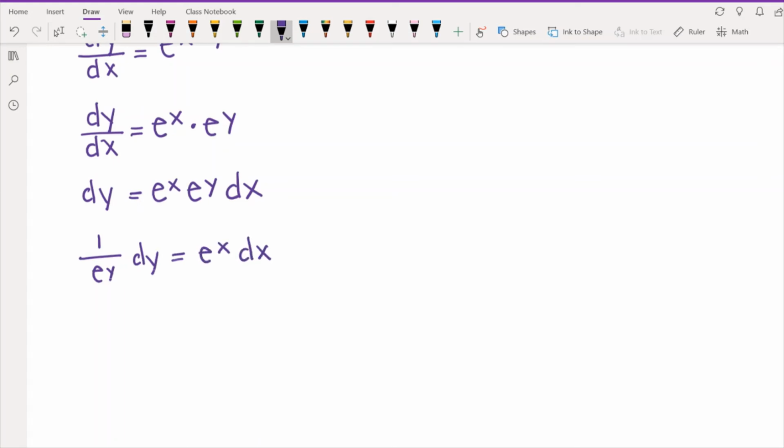And so remember, we're going to be integrating both sides. So in order to find the antiderivative more easily, let's rewrite 1 over e to the y as just e to the negative y. And now we can take the integral of both sides.